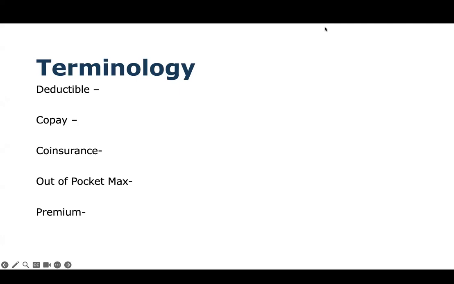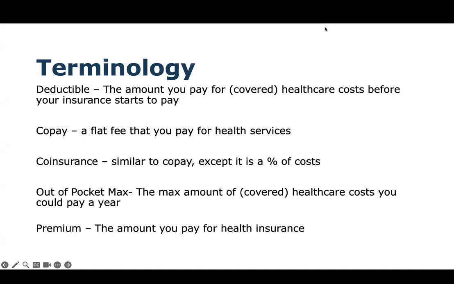So before we get started, you have to understand the basic terminology. We're all doctors, but don't necessarily always understand these basics. I know I didn't when I was a resident. So very briefly, the terms you need to know when considering these options are a deductible, a copay, a coinsurance, an out-of-pocket max, and a premium. And I've tried to explain these very quickly here for you.